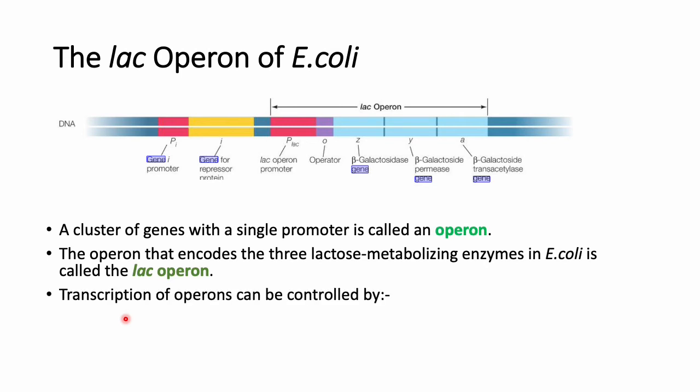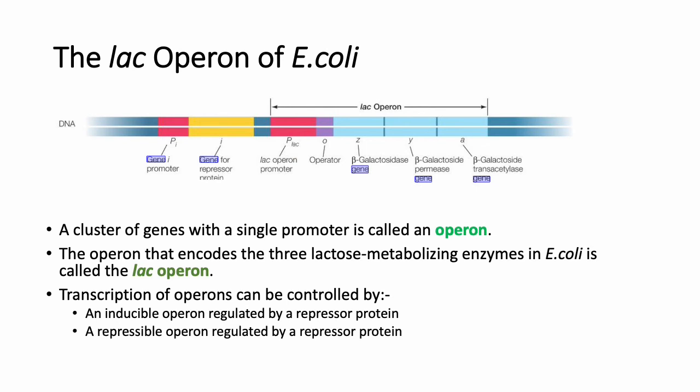And transcription of operons can be controlled by an inducible operon regulated by a repressor protein. So we can have the binding of a repressor protein. A repressible operon can be regulated by a repressor protein, and an operon can be regulated by an activator protein. So it can be activated or controlled by these different types of operons.